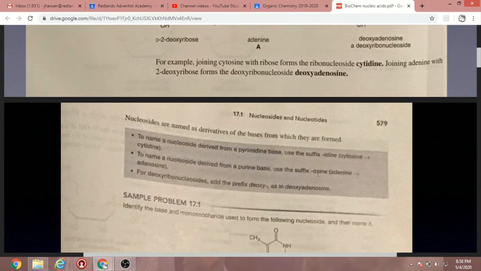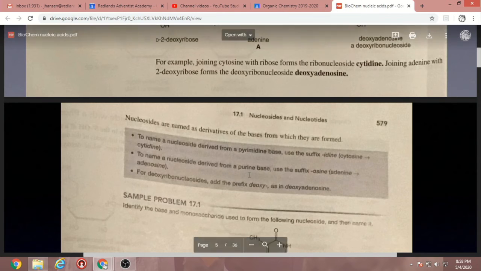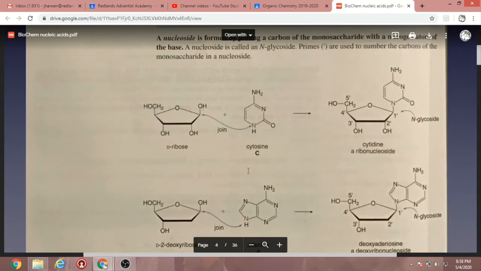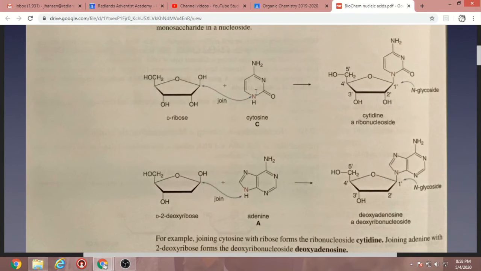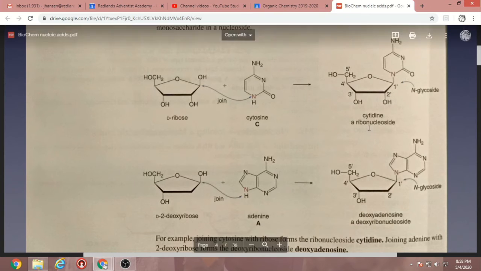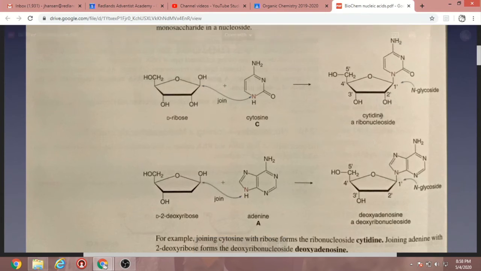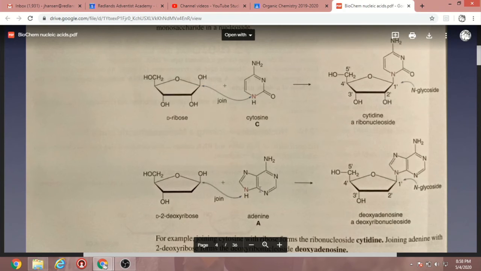So the suffixes will show up as either -idine or -osine, and it depends on whether you're starting out as a pyrimidine or a purine. That's why it's pretty important to be able to look at this and immediately go, oh, that is a pyrimidine, and this is a purine. Because if it's a pyrimidine, you add -idine as a suffix. If it's a purine, you add -osine, O-S-I-N-E, as a suffix.